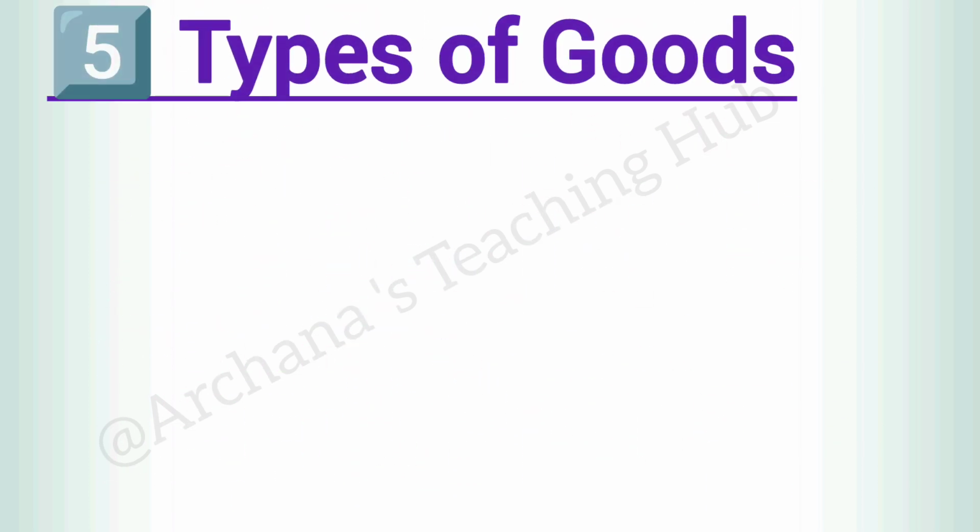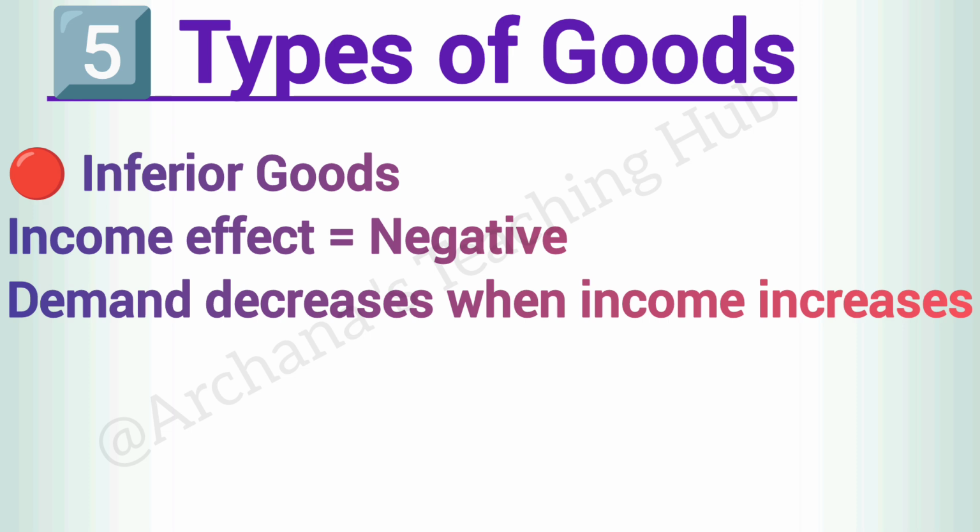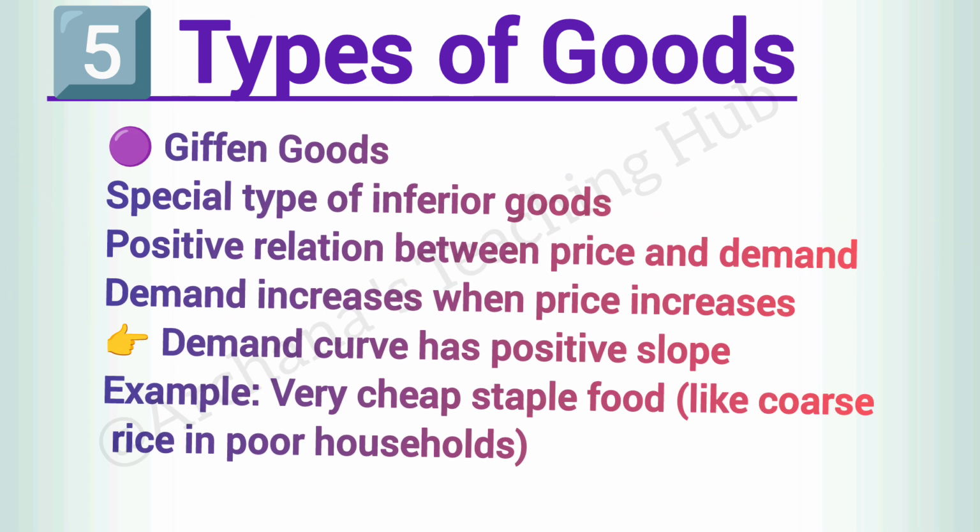Types of goods. Normal goods: demand falls when price rises. Income effect is positive, demand curve has negative slope. Inferior goods: income effect negative, demand decreases when income increases. Giffen goods, a special type of inferior goods. Positive relation between price and demand. Demand increases when price increases. Demand curve has positive slope. For example, very cheap staple food like coarse rice in a poor household.